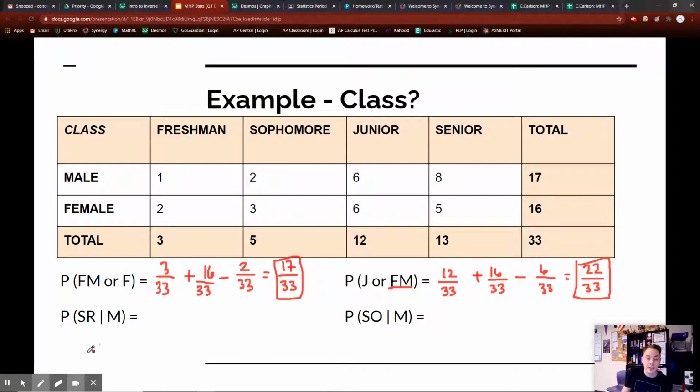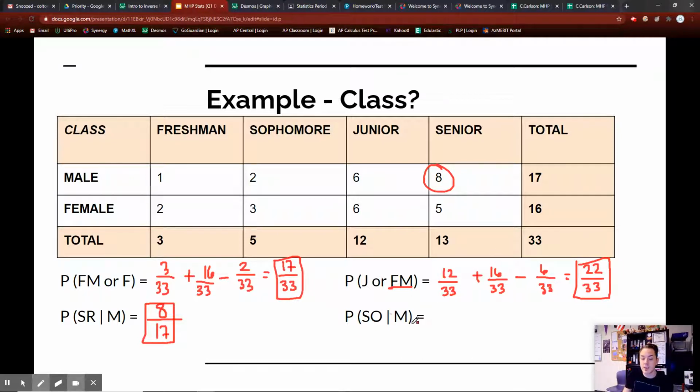Perfect. Now we're getting to conditional, senior, given that they're male. So I want to do the overlap all over the condition, which is male. So the overlap of seniors and males are, right here, 8. So 8, that's the overlap, all over the total of males. So what's the total of males? 17. Okay? So the conditional probabilities are a little bit more intuitive there, and that's what we like.